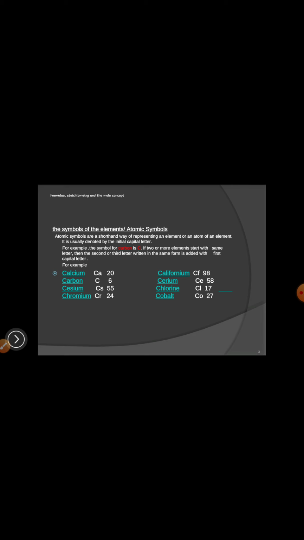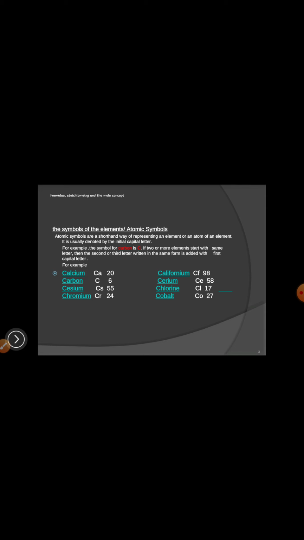So all the elements in the periodic table are represented by the abbreviations of their names so that we can easily understand and write it. But sometimes, if two or more elements start with the same letter, then the second or third letter is added in small form to the first capital letter. Here are a few examples so that you can understand how we can write the names of the elements which have the same first letter.